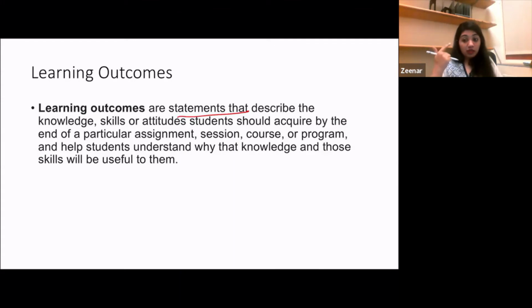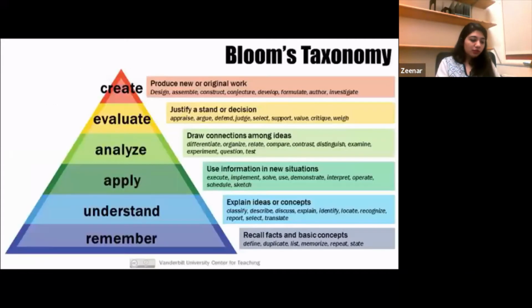Knowledge is something that you gain cognitively. Skill is what you perform in psychomotor ways. Attitude is your way of looking at something or refraining from something, right? You would acquire these by the end of a particular assignment, a session, a course, or a program, and they help students learn why it is particularly useful to understand this particular concept, right? So that is the broader definition of learning outcomes.